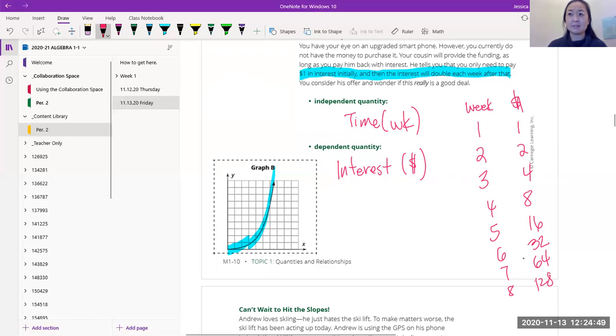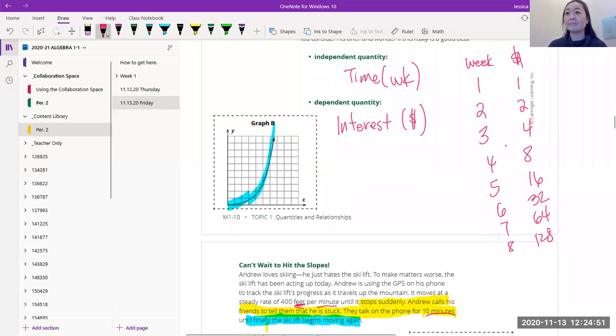Will it be 3 months? I don't know. Let's find out. So if it was 9, that's going to be 256. 10 months, that's going to be 512, and 11 weeks, right? So we're not even at 3 months yet. By 11 weeks, that's going to be 1,024, right?